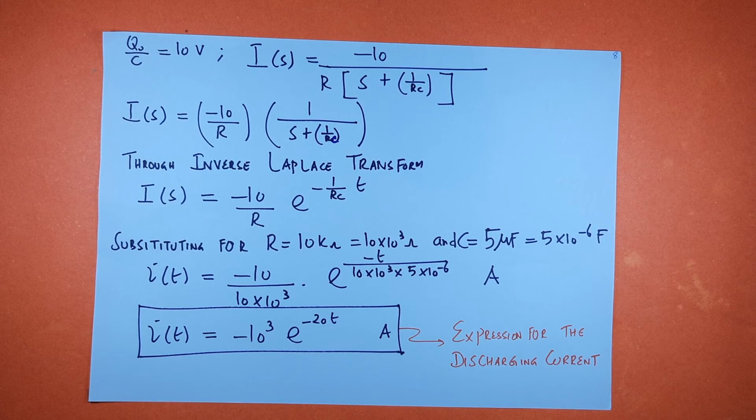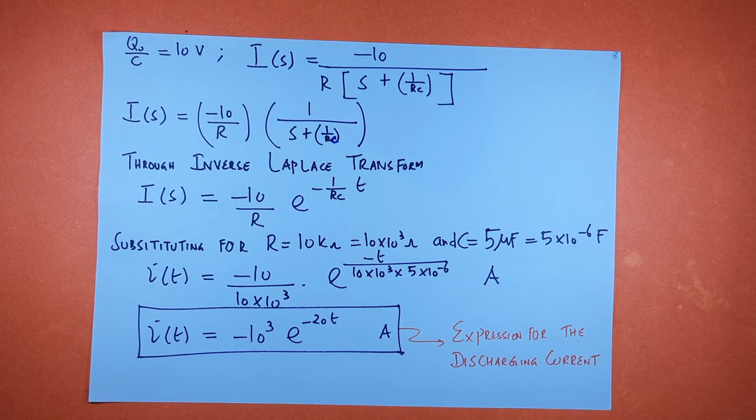Now you take inverse Laplace transform. I of S equal to 10 divided by R. So this is 1 divided by S plus alpha. Same formula applies. So it is going to be e power minus 1 by RC t.